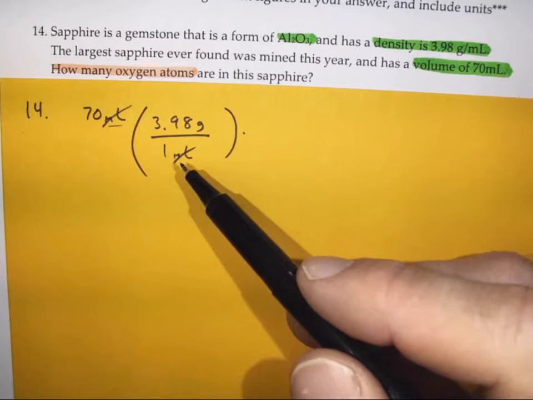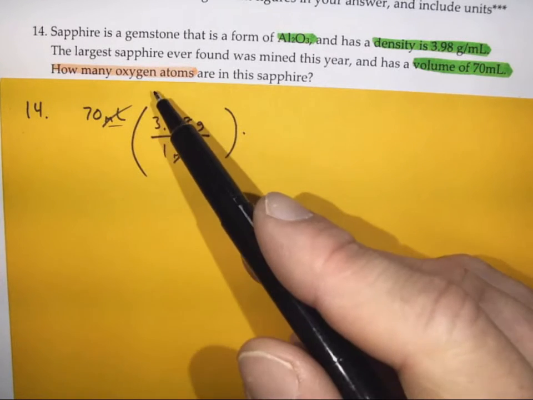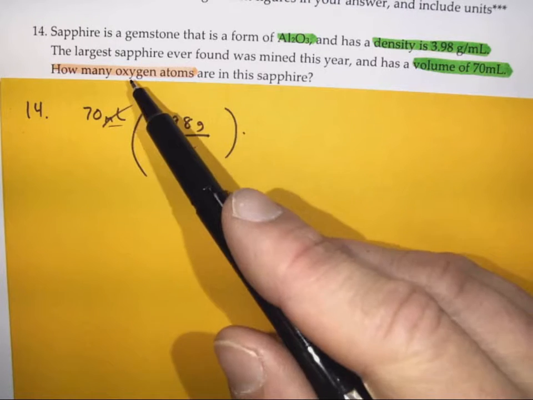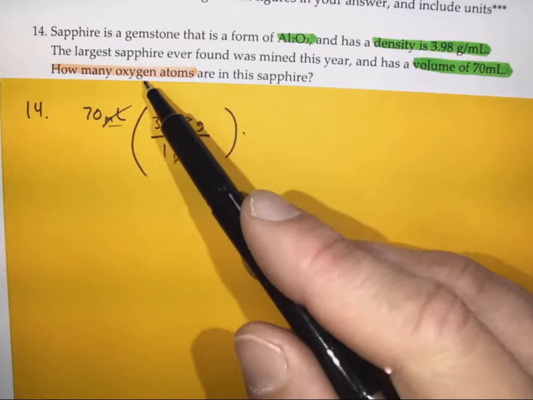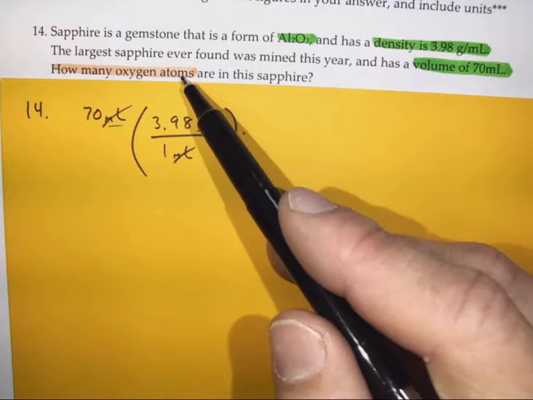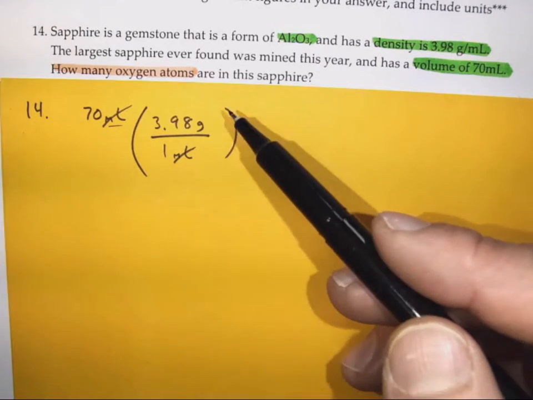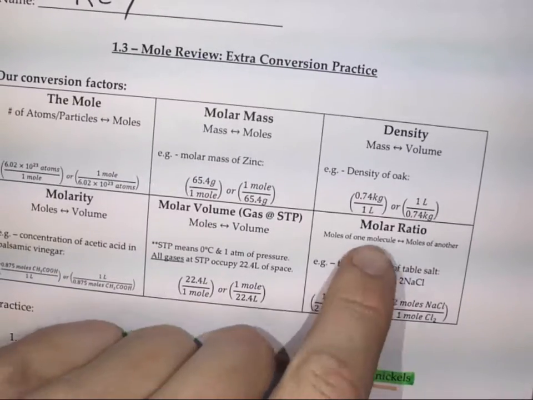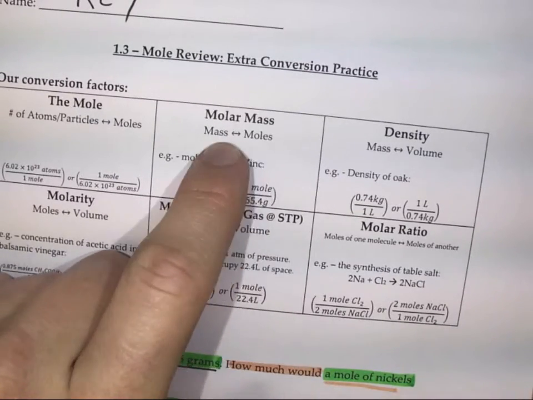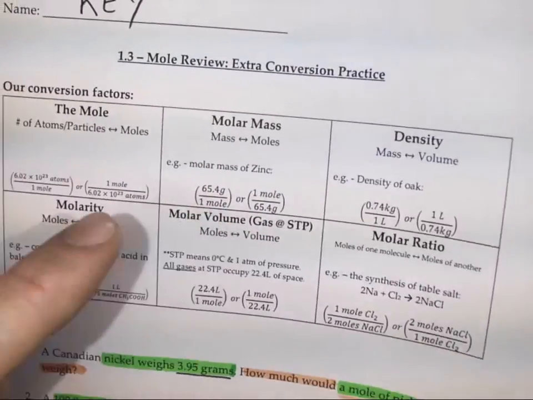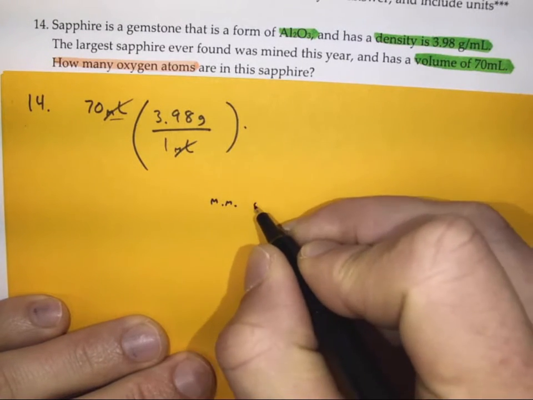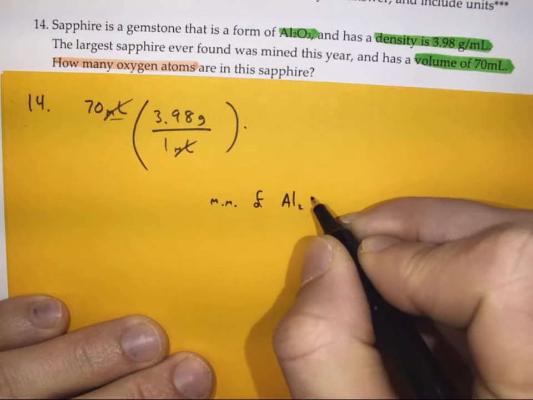All right, that's fine. But we weren't asked for the mass. We're asked for the number of oxygen atoms. Well, I'm not sure how to do that yet, but I know in general that it's helpful to find the number of moles if I'm stuck. Can I turn mass into a number of moles? A molar mass will help us with that. But to do that, we've got to find the molar mass of aluminum oxide.